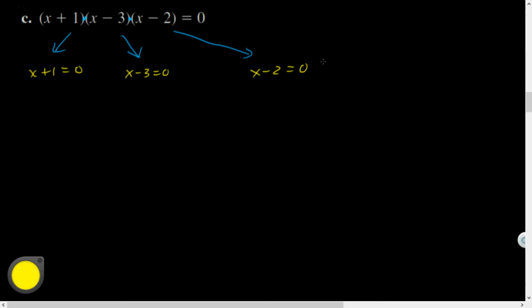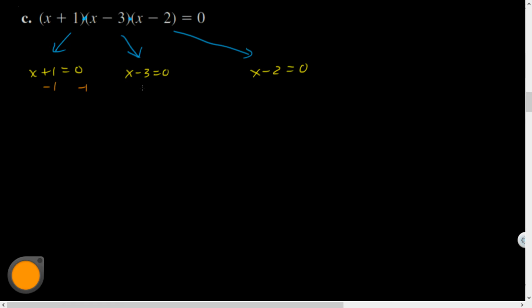So the zero product property doesn't only work when I have 2 things that multiply to be 0, right? If a times b times c equals 0, then either a is 0 or b is 0 or c is 0, right? One of these things equals 0, but it's the same idea. I break it up, and now I'm going to just solve each of these.